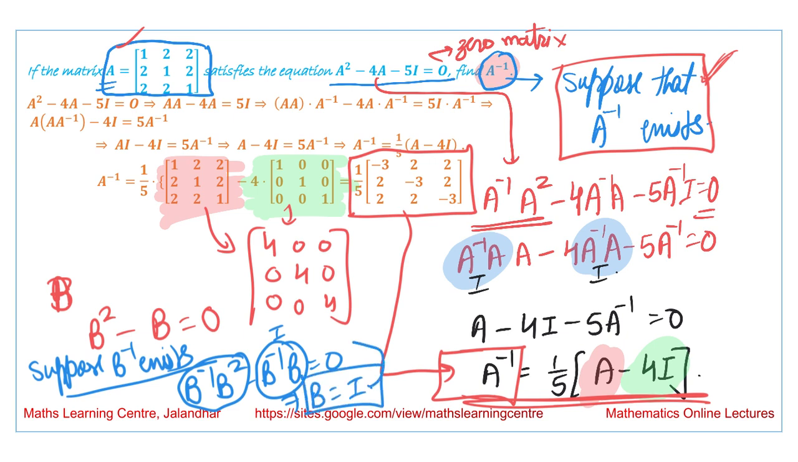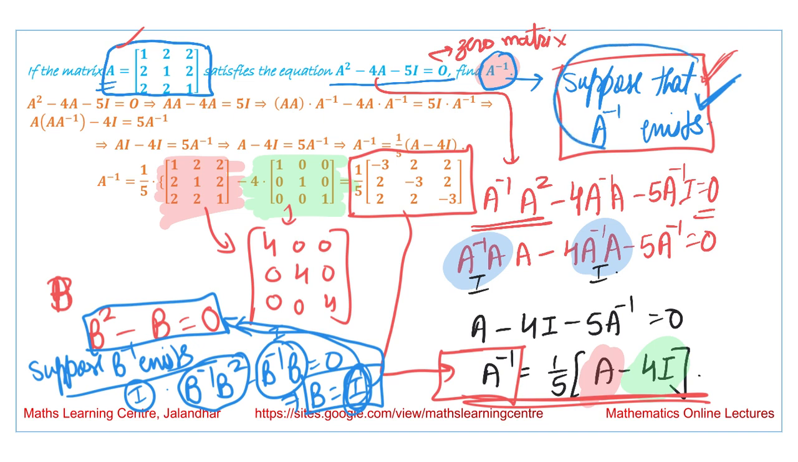It means I is the only matrix which satisfies this, and B inverse will then be the identity matrix. Identity matrix is the only invertible matrix which satisfies this condition, otherwise no other matrix can satisfy it. So whenever we are solving these kinds of questions, we can suppose that A inverse exists, otherwise we have to check whether its determinant is non-zero or not.